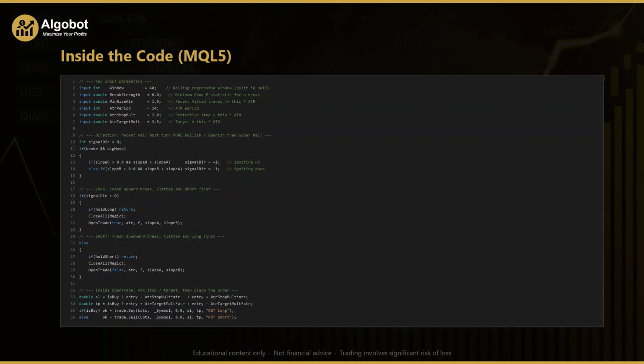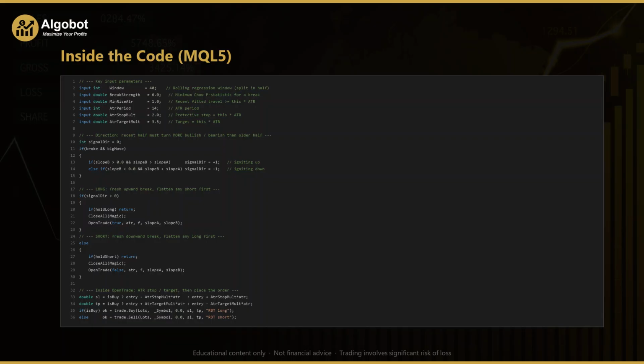Now the two signal blocks. When the signal is positive, the code checks whether a long is already open. If so, it does nothing. Otherwise, it closes any existing short and calls open trade with the buy flag. When the signal is negative, it mirrors this. If already short, do nothing. Otherwise, close any long and call open trade with the sell flag.